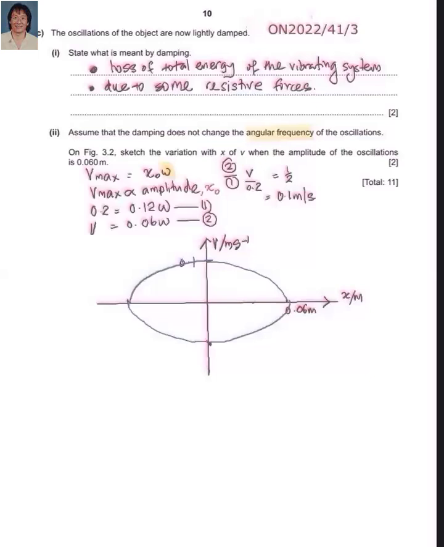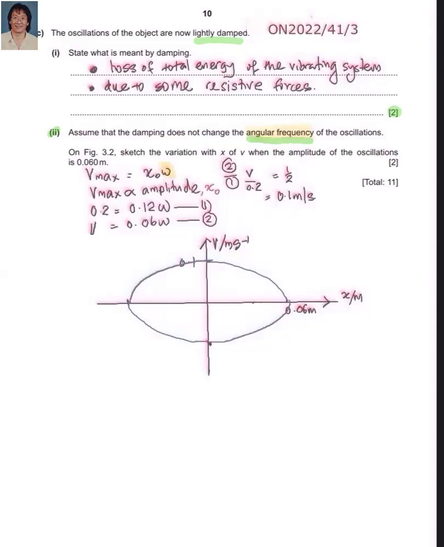In this part, the oscillations of the object are now lightly damped. In part 1, state what is meant by damping. Damping is a loss of total energy of the vibrating system due to some resistive forces. This will get the 2 marks. And then in part 2, assume that the damping does not change the angular frequency of the oscillation. It means omega stays the same.